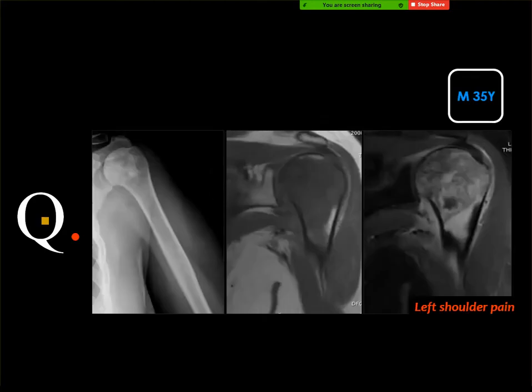This patient is 35 years old with shoulder pain, and this is the X-ray showing a mixed lesion of osteolysis and osteosclerosis.